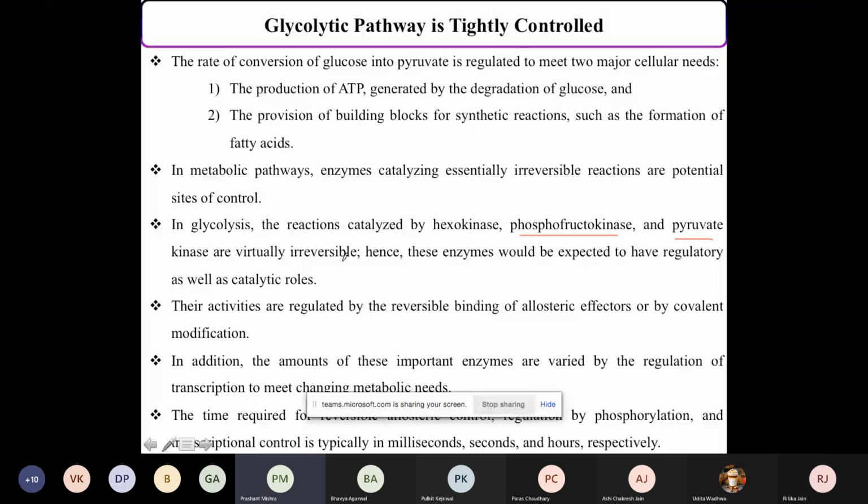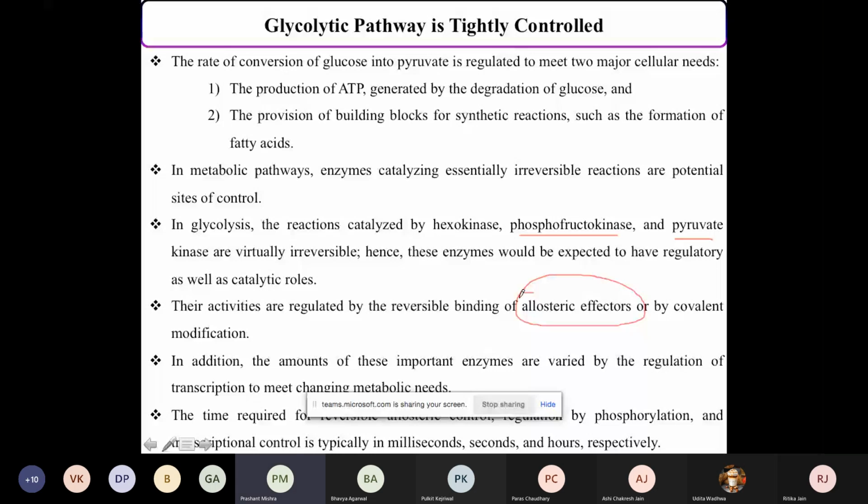Now, the question is how these enzymes are being regulated. When we were discussing enzymes, we discussed that enzymes can be regulated by different mechanisms. One common mechanism is by allosteric effectors. Can you recall what allosteric effectors are?